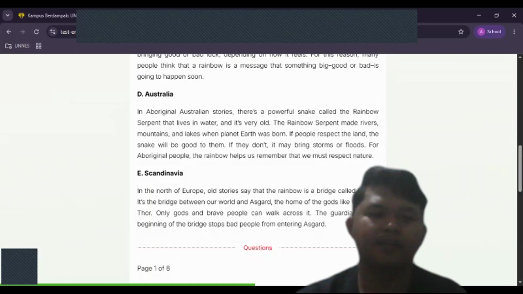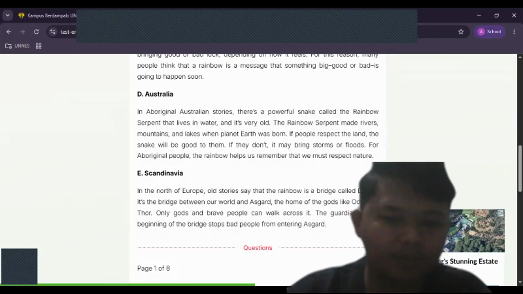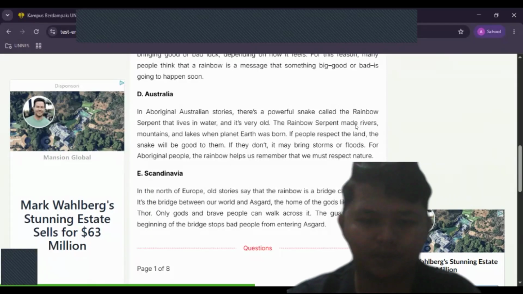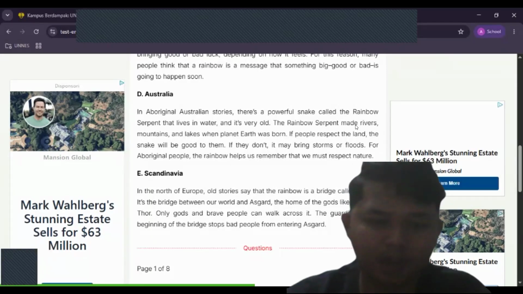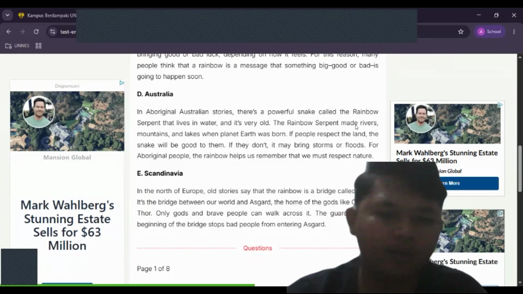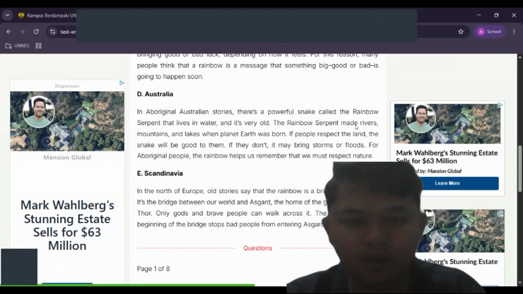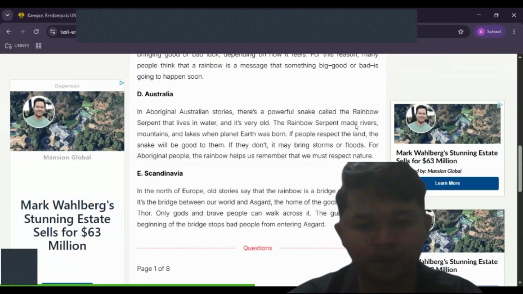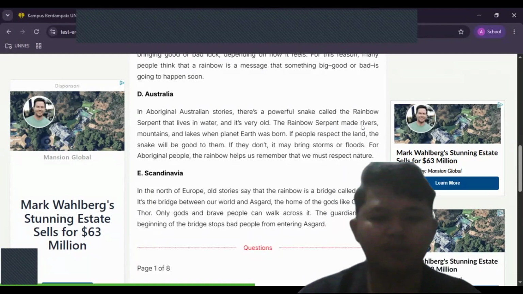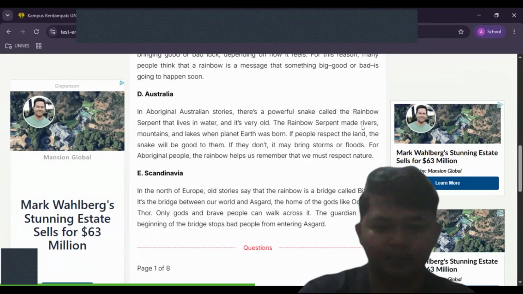E. Scandinavia. In the north of Europe, an old story says that the rainbow is a bridge called Bifrost. It's the bridge between our world and Asgard, the home of the gods like Odin and Thor. Only gods and brave people can walk across it. The guardian at the beginning of the bridge stops bad people from entering Asgard.